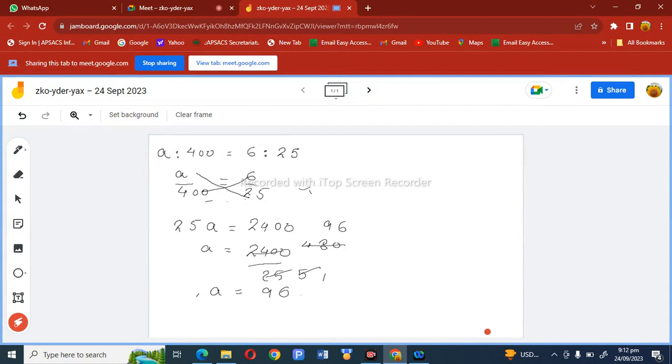When you cross multiply, it means that you multiply 25 with A and 400 with 6. So when you multiply 25 with A, you get 25A, and when you multiply 400 with 6, you get 2400. Now this 25 is multiplying with A. You know that this is the rule of the equation: if something is multiplying on one side, it will go to the other side and be divided. So when you divide 2400 by 25, you get 96. I cancelled these two numbers with the table of 5. So the answer of A is 96.